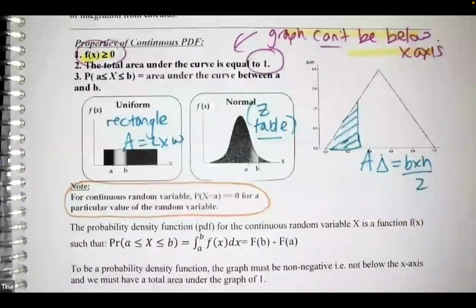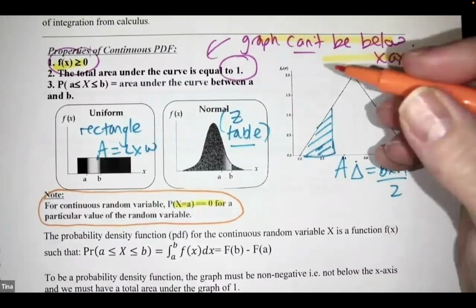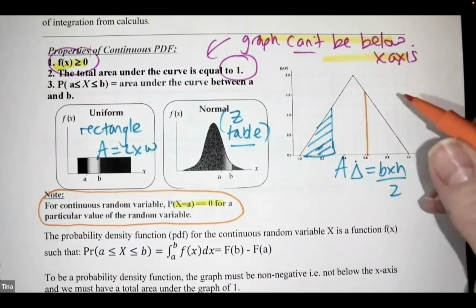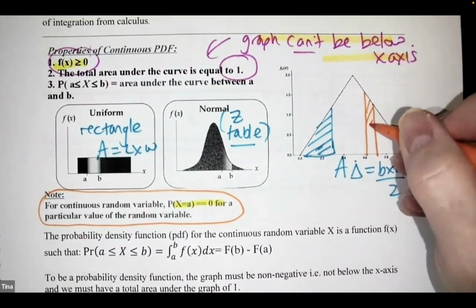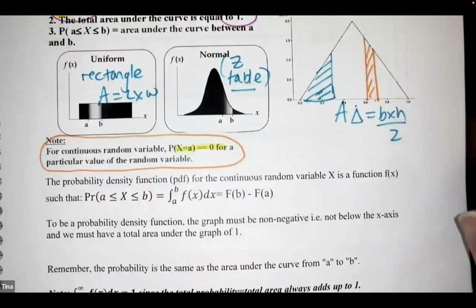But for continuous, the probability that x is equal to any number is 0. Because if we wanted the probability that x equals 0.6 here, there's no area to calculate, is there? It would have to be between 0.6 and 0.7 or 0.6 and 0.61 or something. There has to be an area.